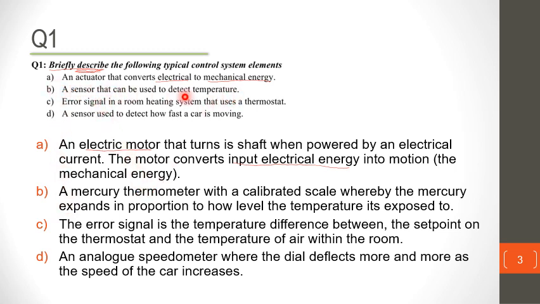So you need a sensor here that detects temperature. Obviously, the sensors that detect temperature, the ones that are common, are a thermocapsule or a thermometer. And so here I say a mercury thermometer with a calibrated scale whereby the mercury expands in proportion to the level of temperature it is exposed to. So here I give you the description of how it detects the temperature using the expansion of mercury.